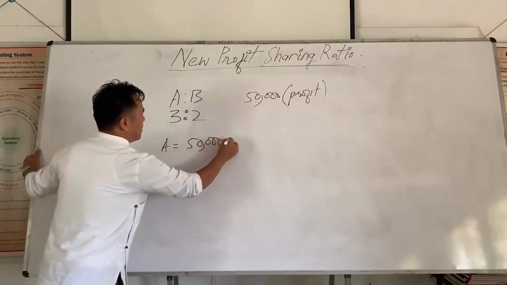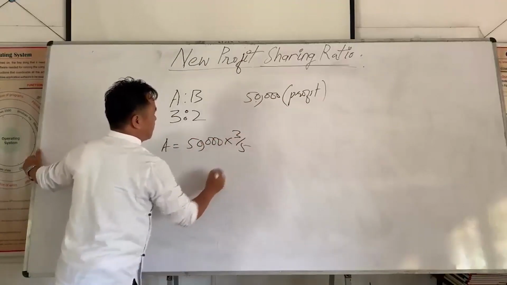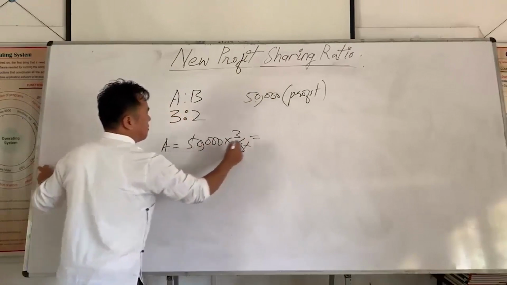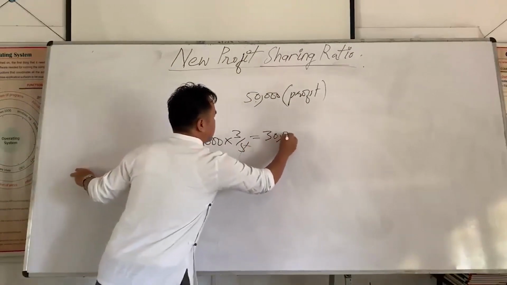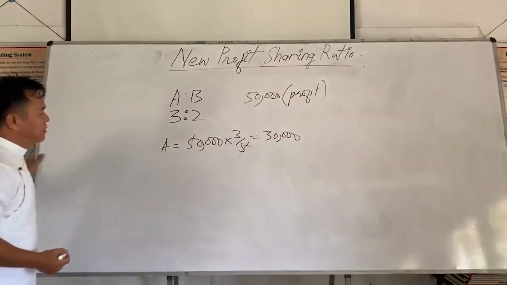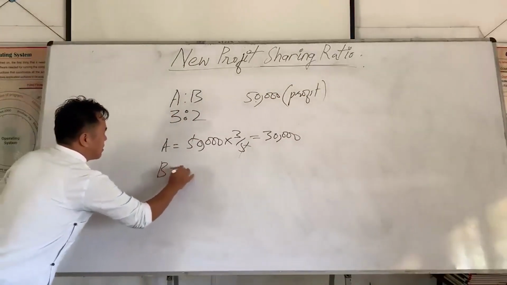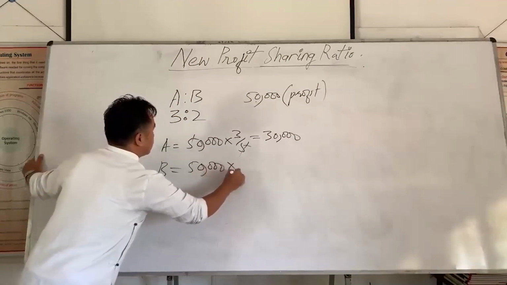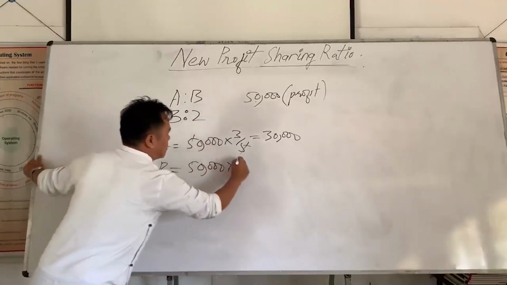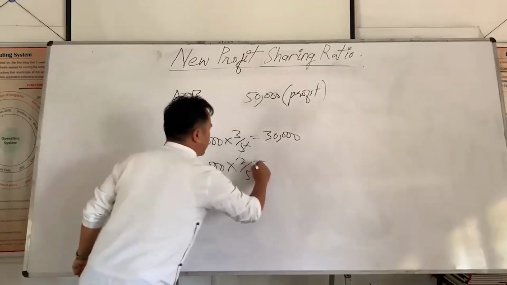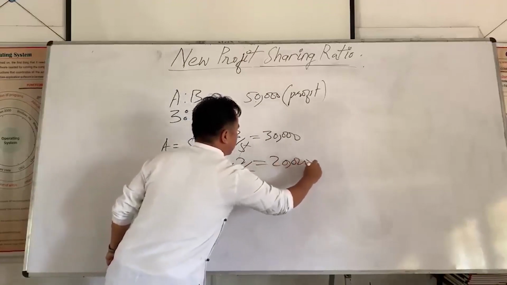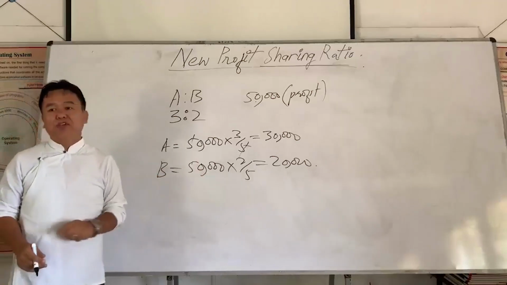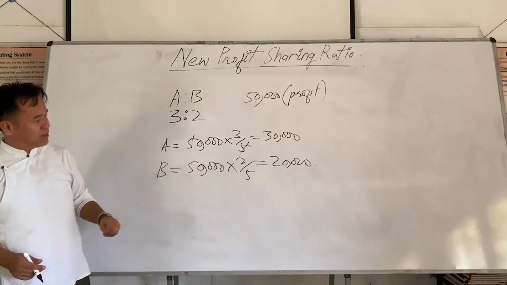50,000 multiplied by 3 by 5. So A will get 30,000. And how much will B get? B's share of profit is 2 by 5, so B will get 20,000. So this is the situation before admission of a partner takes place.